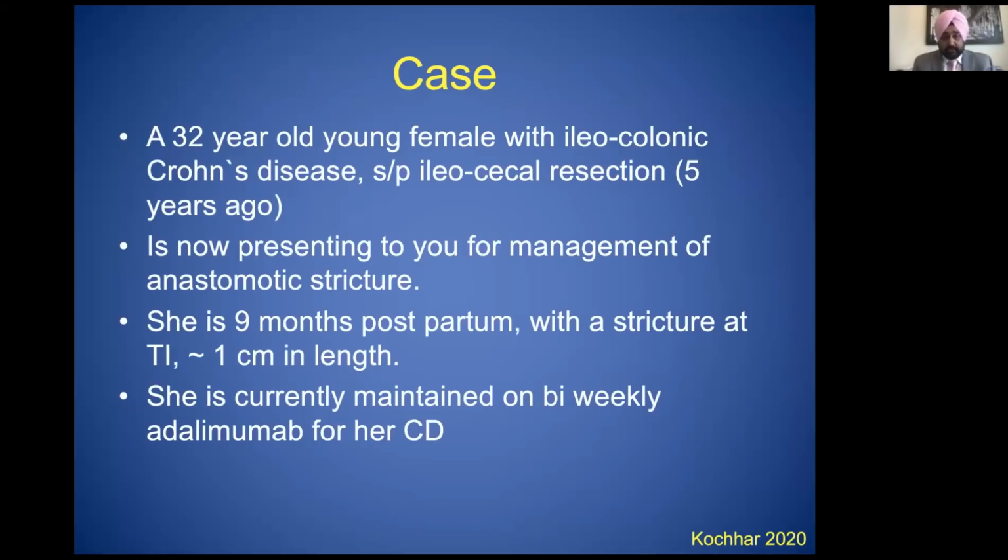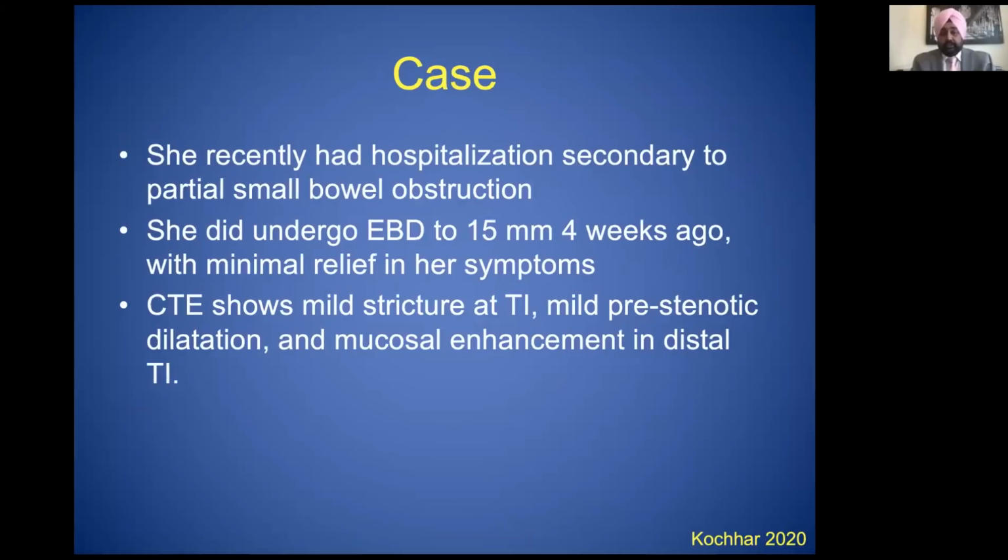We will start with the case. A 32-year-old young female with ileocolonic Crohn's disease, status post resection, is now presenting for management of anastomotic stricture. She's 9 months postpartum. Stricture is at TI at the anastomotic site, approximately 1 centimeter in length. She's currently maintained on biweekly adalimumab for her Crohn's disease. She was recently hospitalized secondary to partial small bowel obstruction.